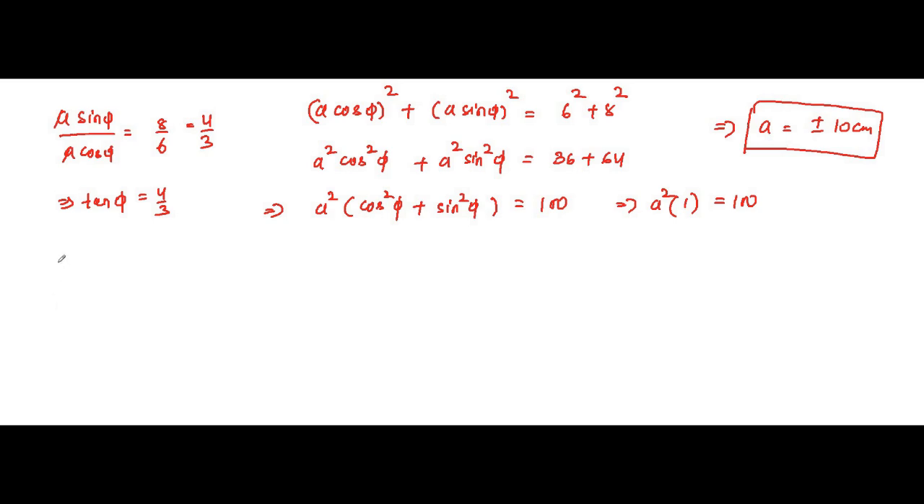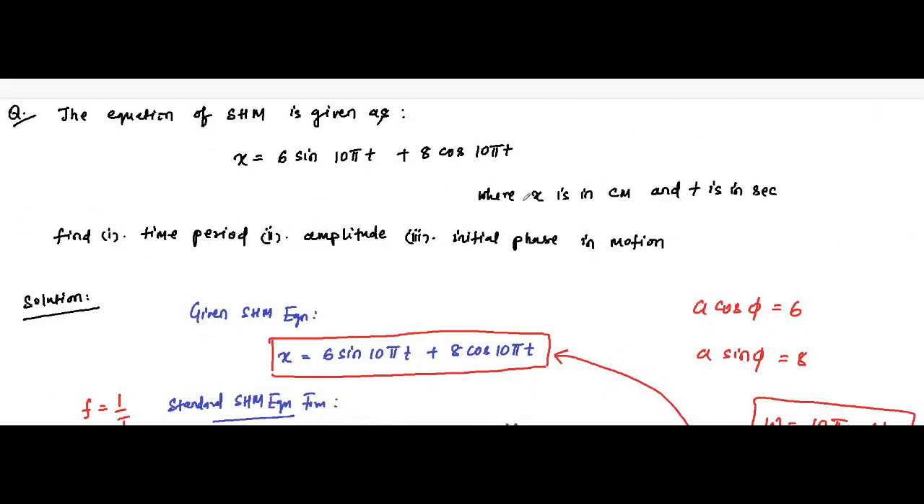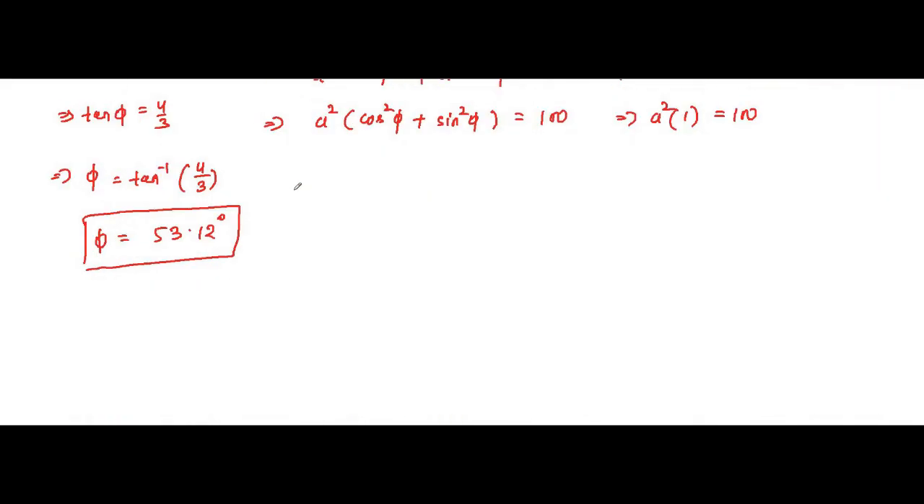That implies phi is tan inverse of 4 by 3, that is equal to 53.12 degrees. That is the initial phase angle. Okay, this is the thing. So here a very different form of question was given, and from that we determined the values.